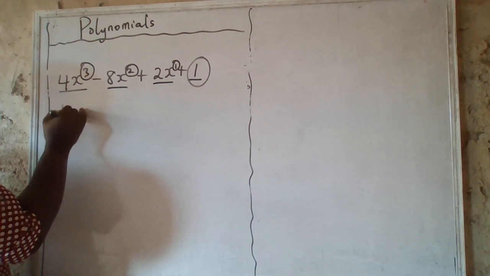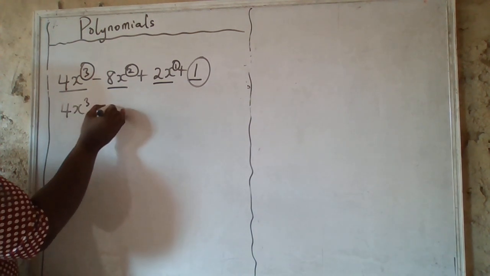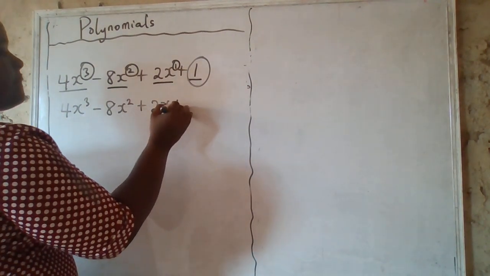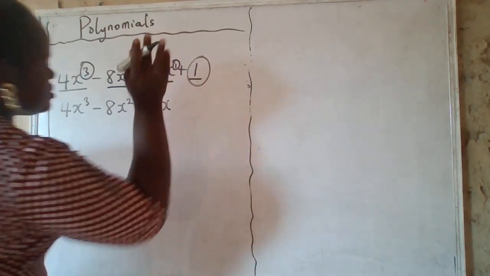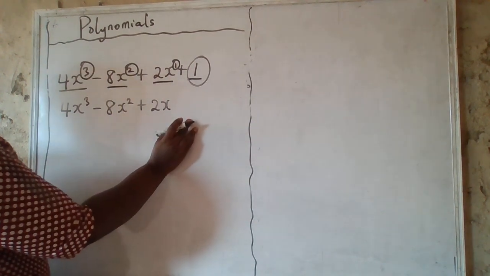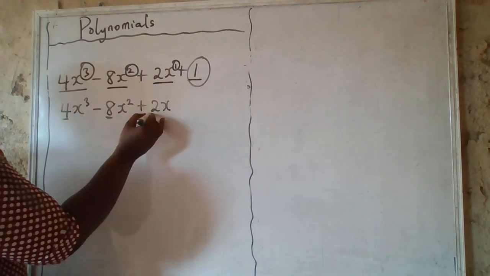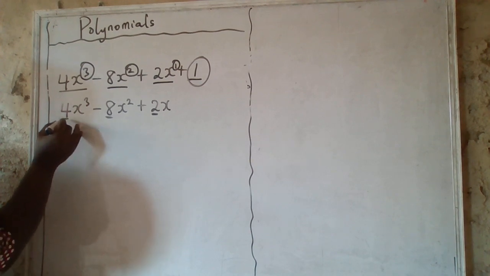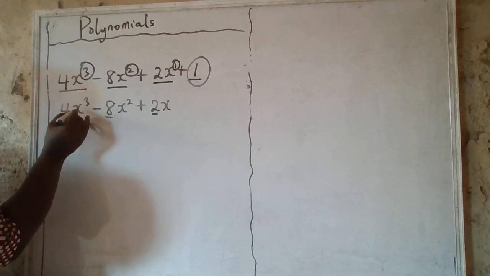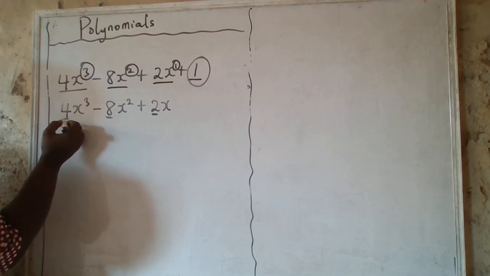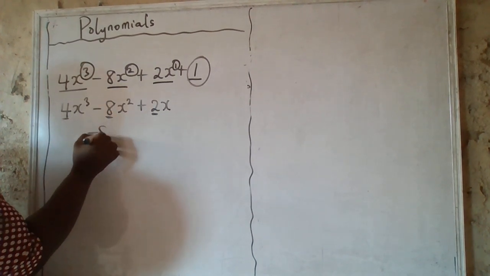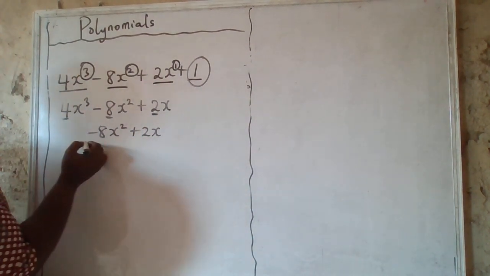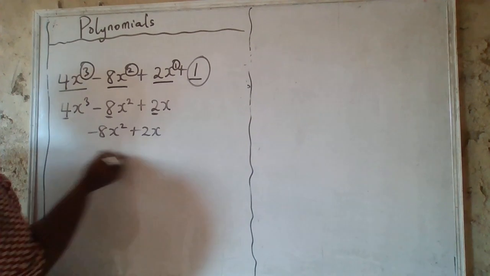This constant term, like I said, may be 0, may not be 0. We can have it to be plus 0, and when it's 0, there is nothing to write. This is also a polynomial. And these coefficients may also be 0. So we can decide not to have a term if 4 is supposed to be 0. That means if the coefficient of x cubed is 0, we will only have minus 8x squared plus 2x. And that reduces the terms we are having.